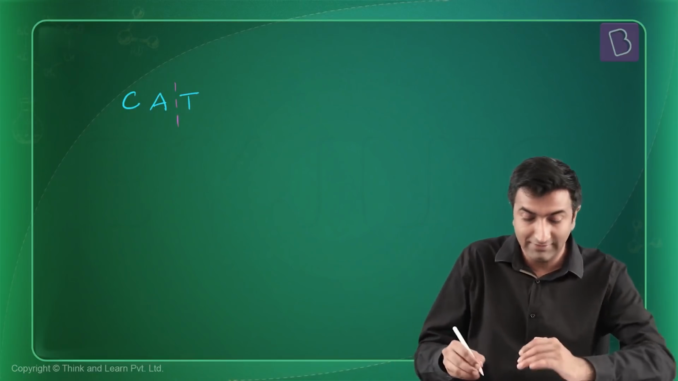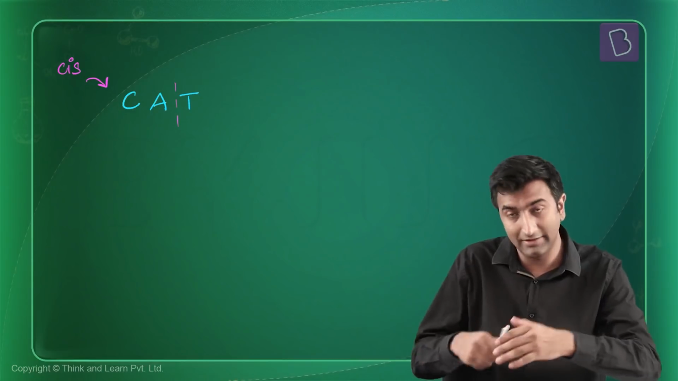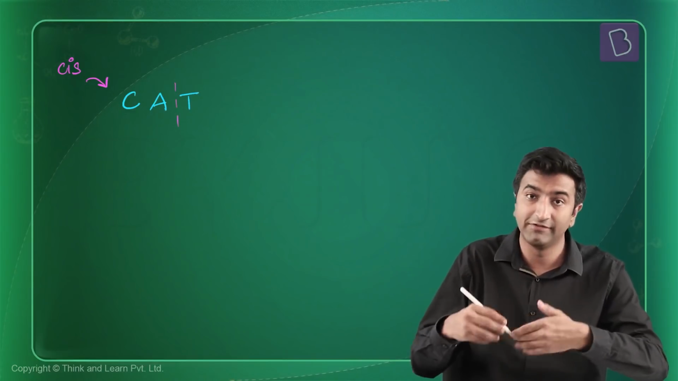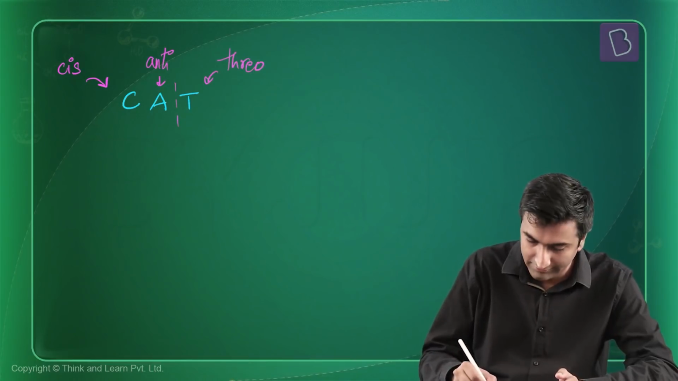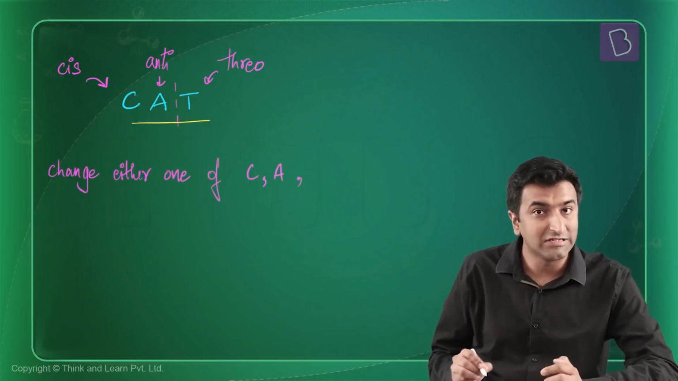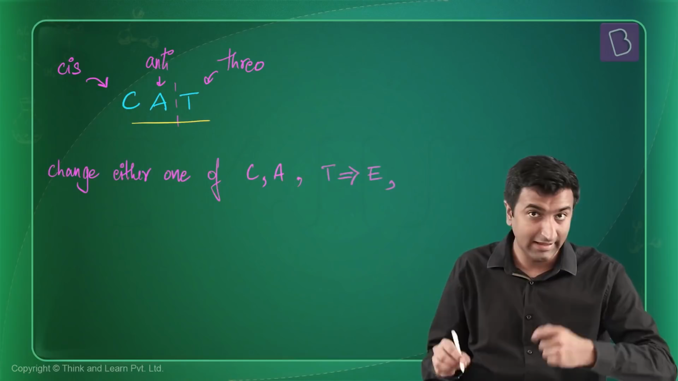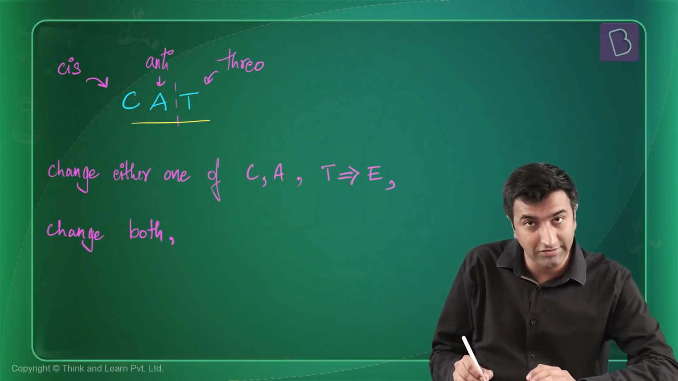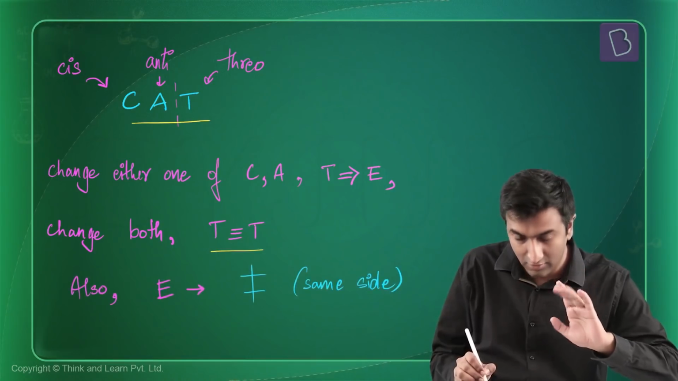Now if I start with a cis isomer and the reagent that is added causes an anti-addition, then I get a threo product. You can remember this as C, A, and T. Now, if either one of C or A changes, which is if I make cis to trans or anti to syn, then I get an erythro product. If both change, then nothing happens. It remains as threo. Let me write that down quickly.